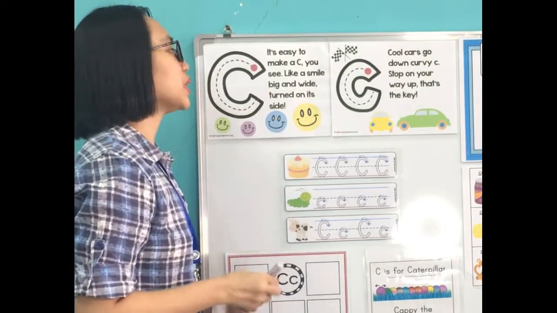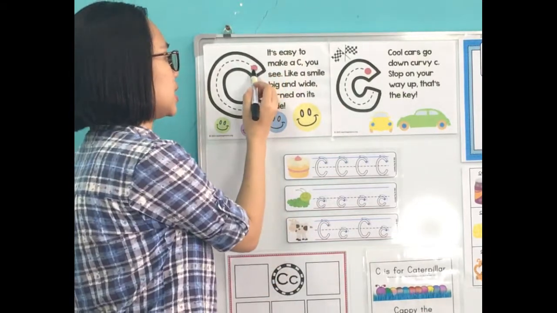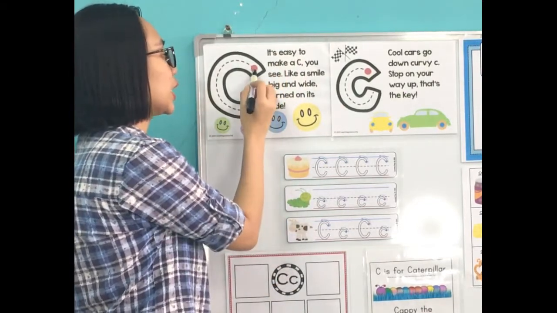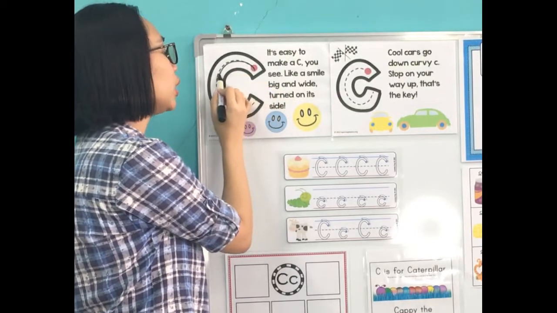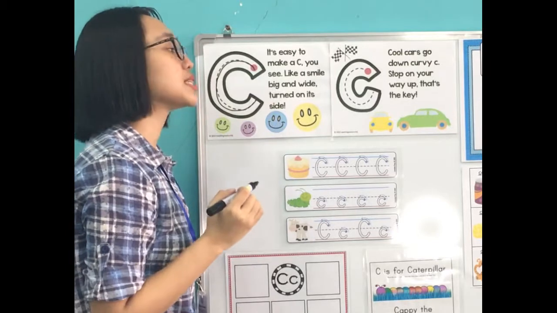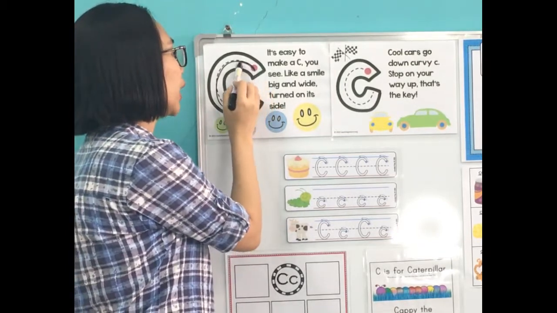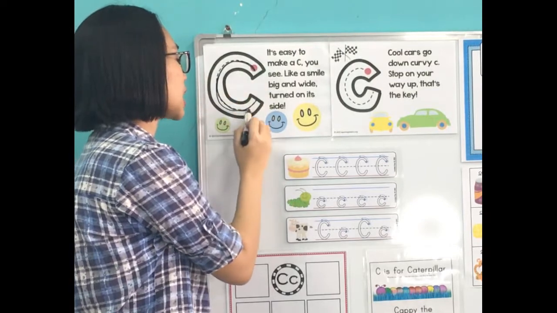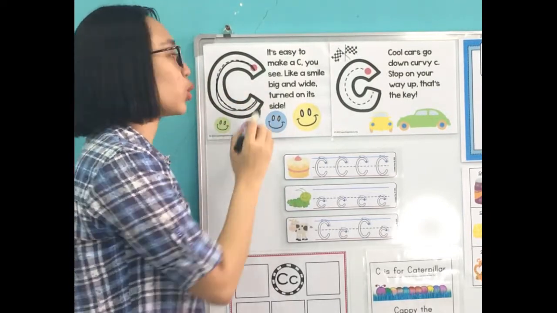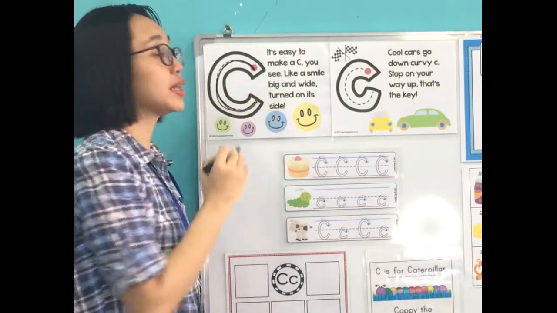We have the capital C. How do we write it? It's easy to make a C, as you can see. Like a big smile, wide and turned on its side. The letter C. How about again we trace? Big and wide, turned on its side. The capital C or the big C.